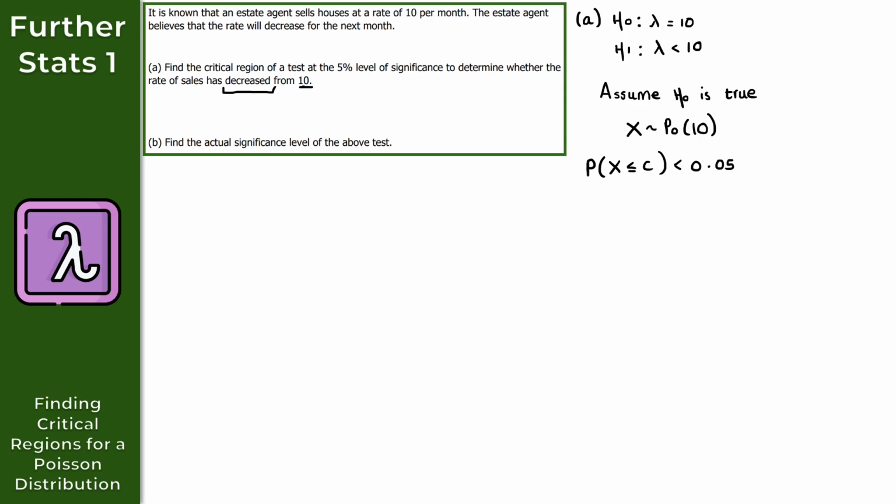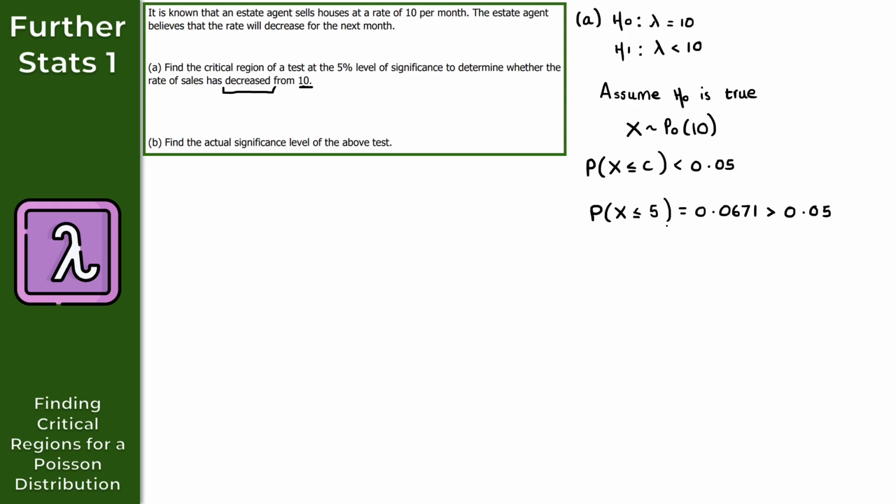Okay, so all we need to do now is either use the tables at the back of your formula book or just use your calculator. Either's fine. Usually people find it a little bit easier to use the tables, but if you prefer the calculator, that's absolutely fine. So in this case then, we will get the probability that x is less than or equal to 5. Now this here would be equal to 0.0671. Now this value here is greater than 0.05. So this doesn't satisfy this condition, so we need to keep going.